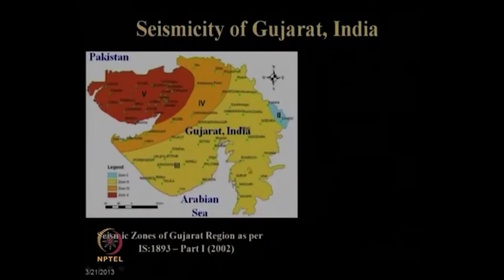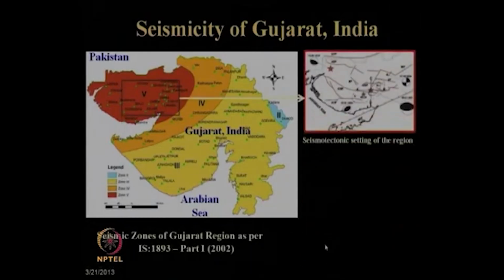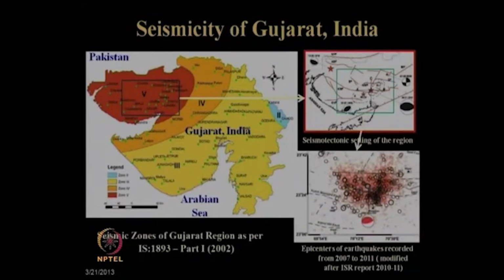So, this is the seismic zonation map of Gujarat, as I have already explained. And if we enlarge this part, zone 5 of Gujarat region or Kutch region, this is the seismotectonic setting of that region. And if we further expand it, we can see these are the points showing the epicenters of various earthquakes recorded during 2007 to 2011 as given in the ISR report 2010-11.